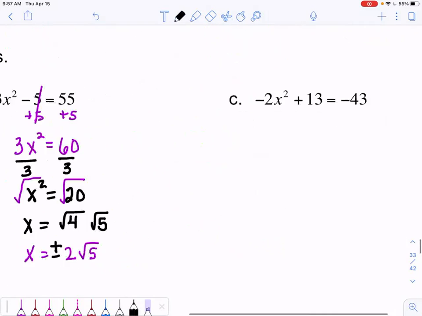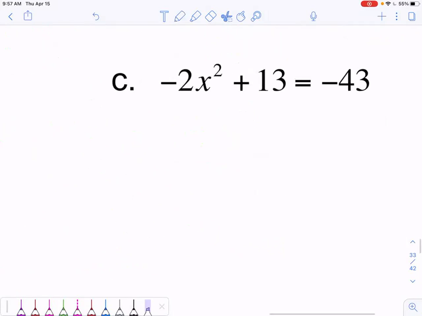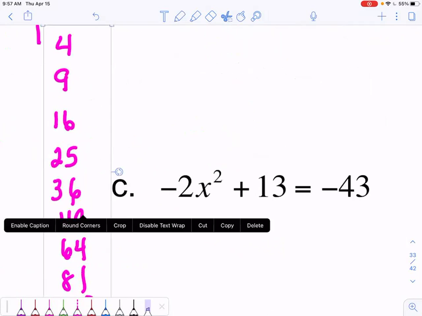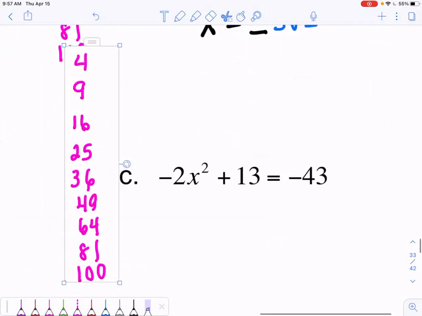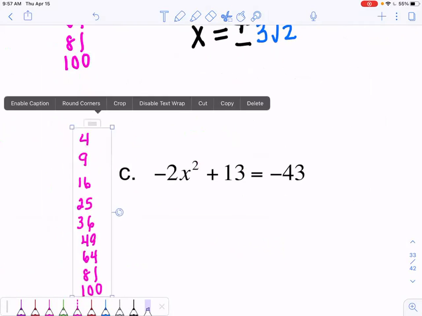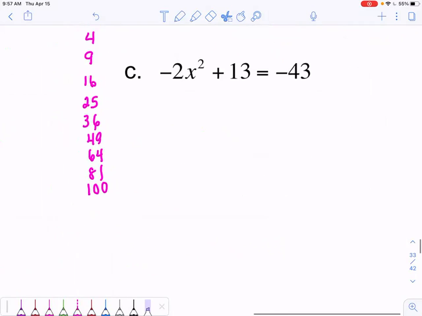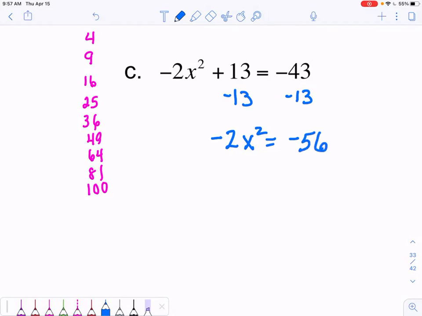So TJ, letter C. What would you do first with letter C? Yeah. So let's take that 13 to the other side. So negative 2x squared. TJ, do you know what negative 43 minus 13 is? If they were both positive, what would, there you go, perfect. Nice job, negative 56.